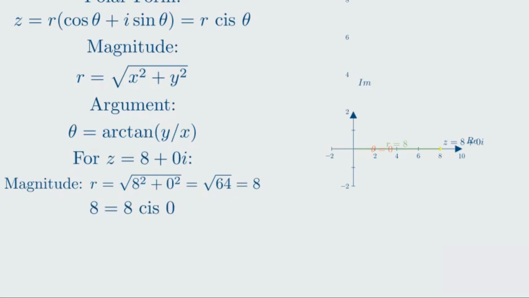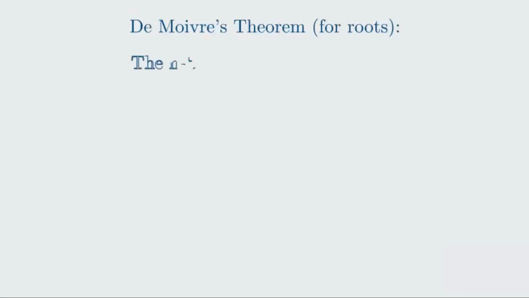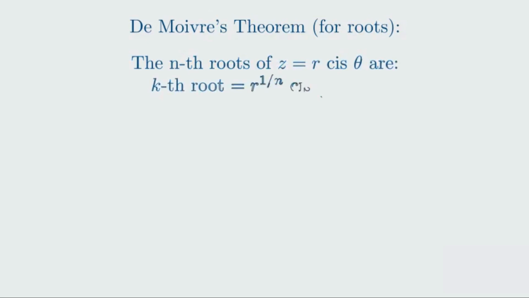Now that we have the number in polar form, we can use De Moivre's theorem to find its roots. De Moivre's theorem states that for any complex number z equals r cis theta, its nth roots are given by this formula. Let's break it down. The roots are found by taking the nth root of the magnitude and then calculating n different angles. The angles are found by adding integer multiples of 2π to the original argument and then dividing by n. The values of k will go from 0 up to n minus 1. For our problem, n is 6, so k will take the values 0, 1, 2, 3, 4, and 5.